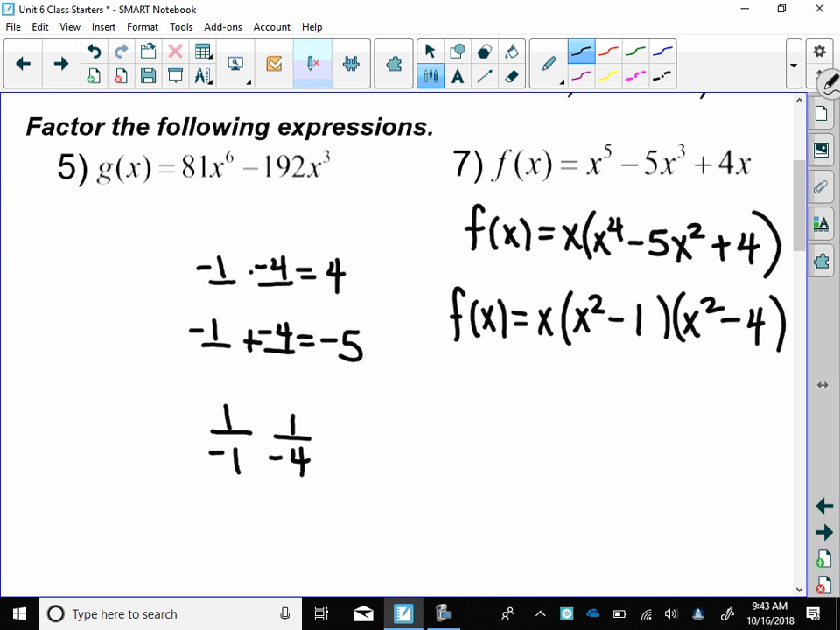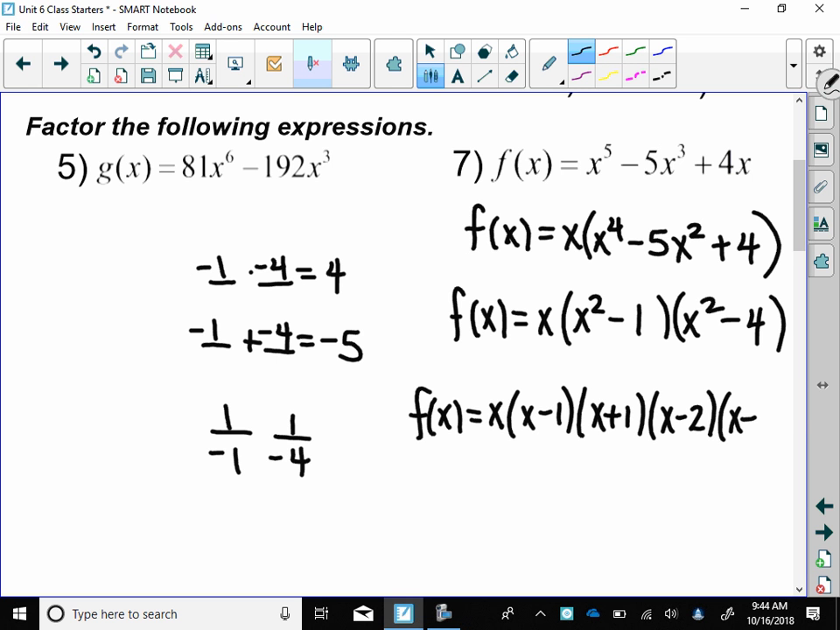We need them to be x squared so that if we were to FOIL, we would get x to the 4th power. Well, what do you notice about those? They're perfect squares. Yeah, that's the difference of perfect squares. So each of those can be factored further. So x minus 1, x plus 1, and x minus 2, x plus 2.